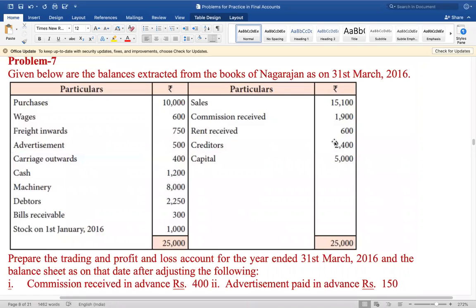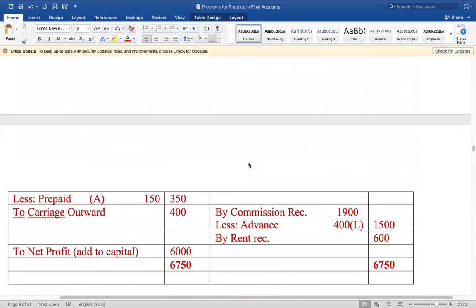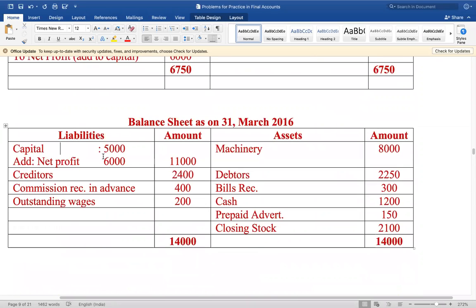Then followed by creditors. But to capital, you have to add the net profit and deduct the drawings. What's the net profit? 6,000. That 6,000 will be added. There are no drawings in this problem, so we are not taking them. So 5 plus 6, 11,000. Then creditors followed by 2,400.